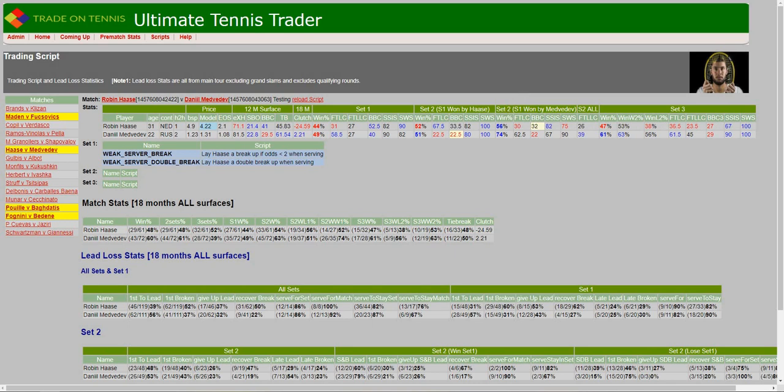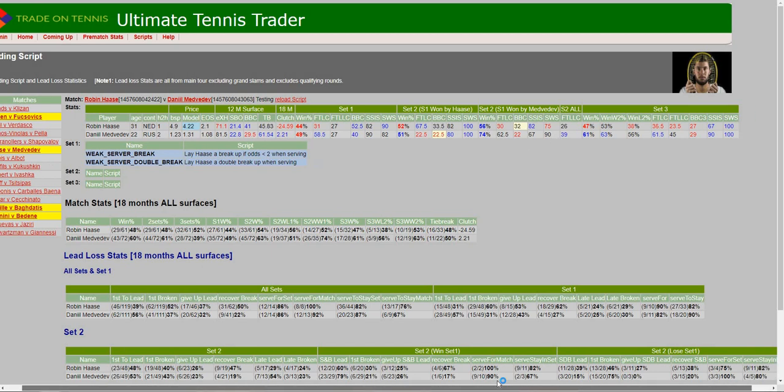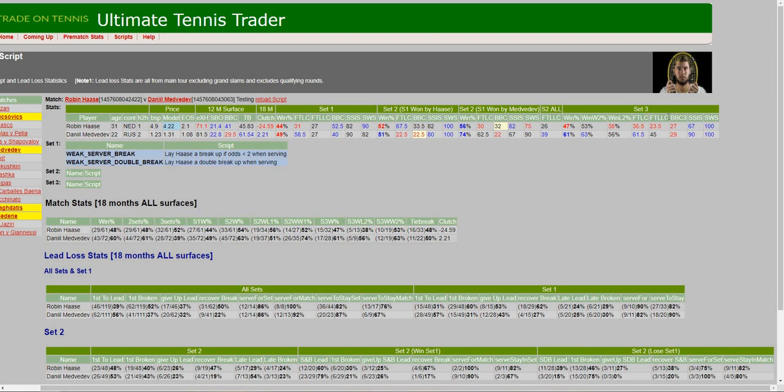And the set 2, if set 1 is won by Medvedev stats. Again, there, all highlighted red and blue to see who's strong and who's weak. And here's the set 3 stats. Once again, all nicely broken down for you. Really is an invaluable trading tool.